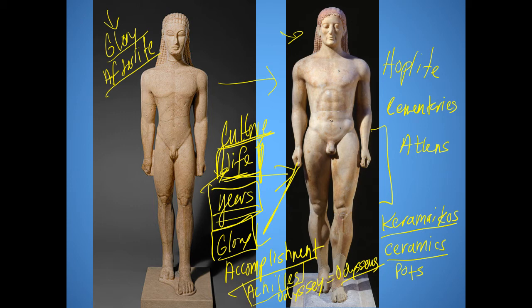And for a sculptor, right, a sculptor is doing two things here. A sculptor is, in this case, remembering a soldier who fought in a war and who died, right, and the glory that that soldier earned is supposed to be reflected in the statue itself. That's why we see this change.